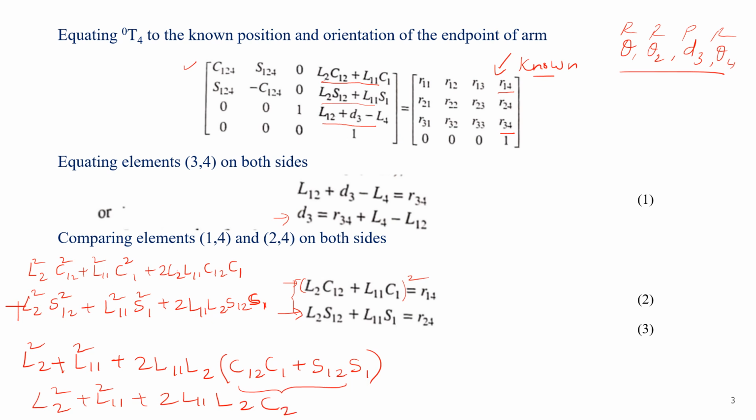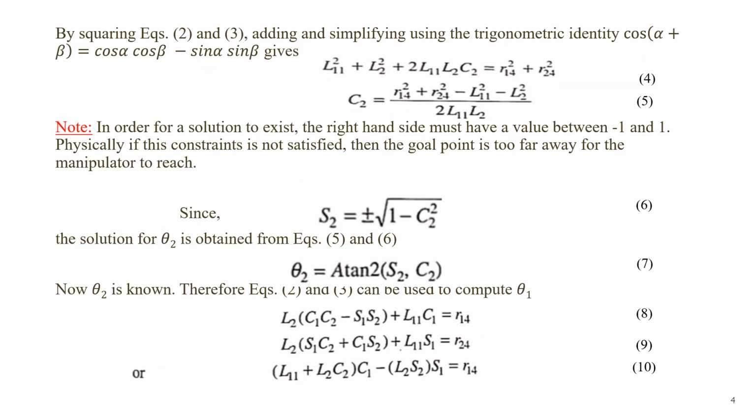And in the same way you square and add on the right hand side, you will get R14 squared plus R24 squared. So by squaring and adding equations 2 and 3, you finally get L11 squared plus L2 squared plus 2 L11 L2 cos theta 2 is equal to R14 squared plus R24 squared.